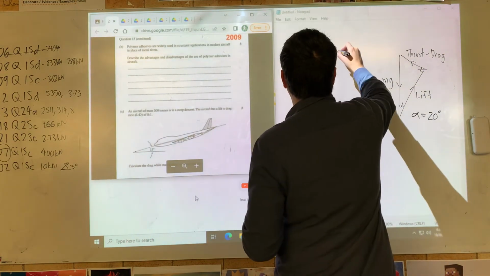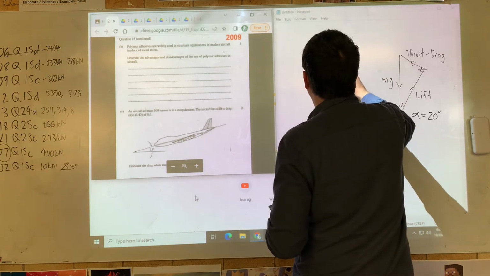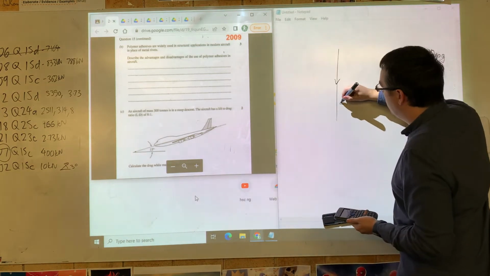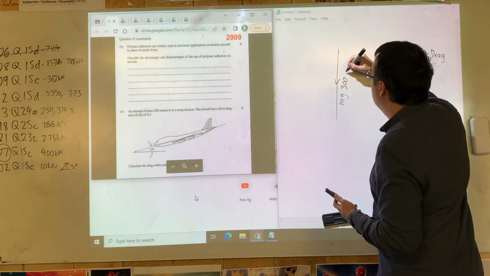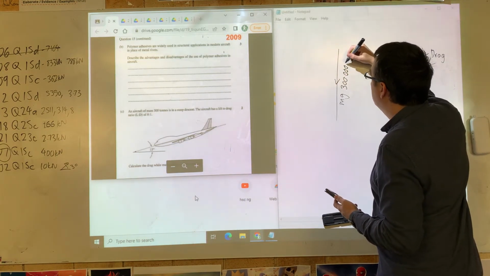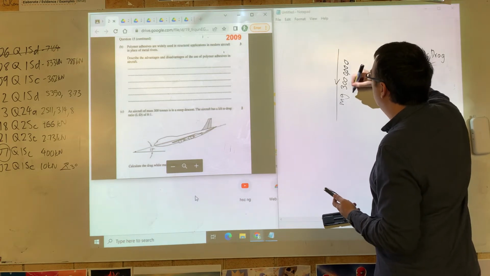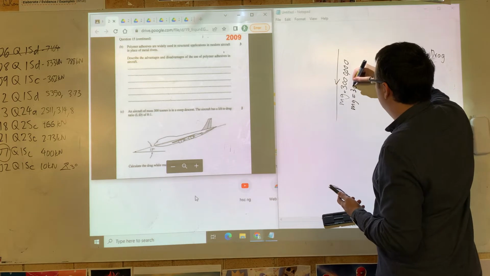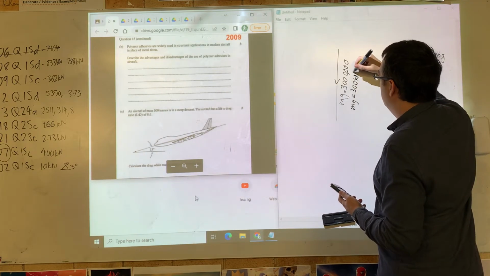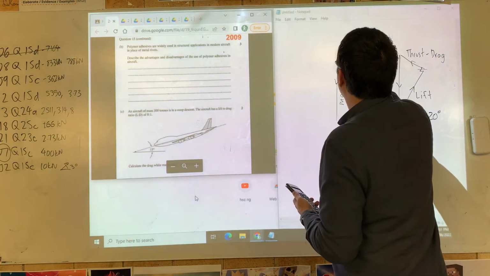So this time we have a plane that's landing, but always start by drawing our downward line for mass times gravity. So mass times gravity equals, in this case, 300 tons. So 300 times 1,000 times 10 newtons gives us 300 mg equals 300 kilonewtons.